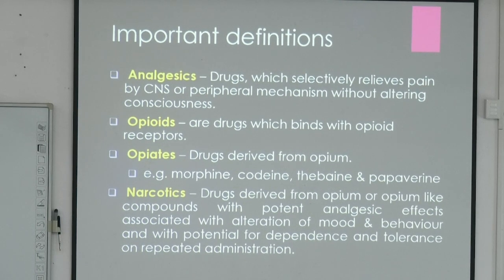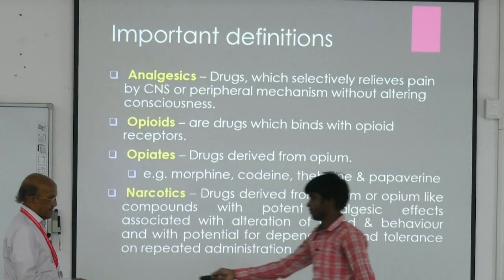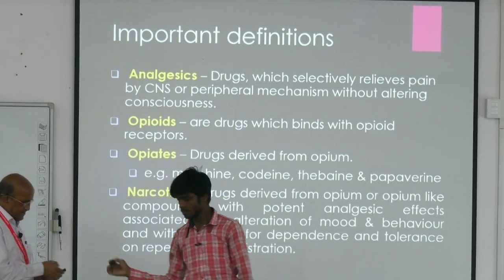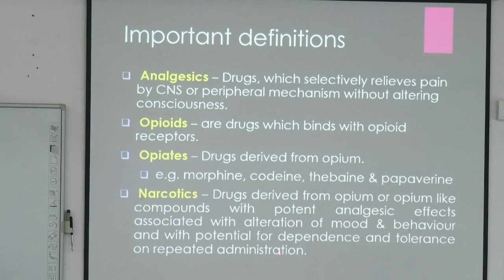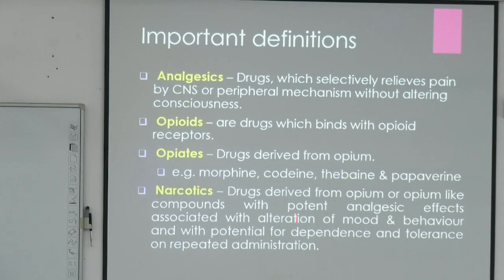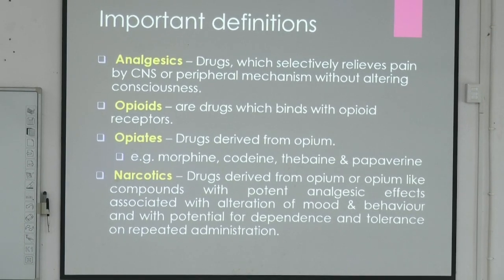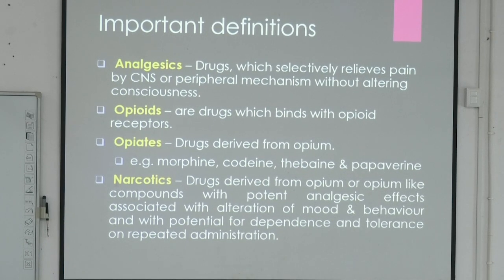And also on chronic use it has the capability to produce dependence and tolerance. So, opioids are drugs derived from opium or opium-like substances, which have a potent analgesic effect associated with alteration of mood and behavior, and with potential for dependence and tolerance on chronic use. These are the important definitions and you have to know all of them.